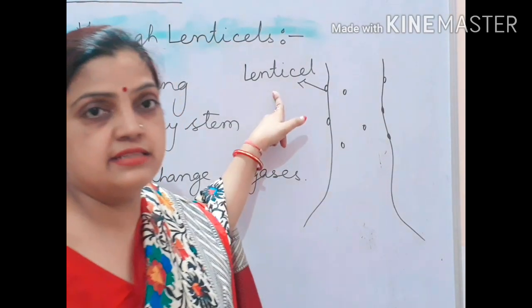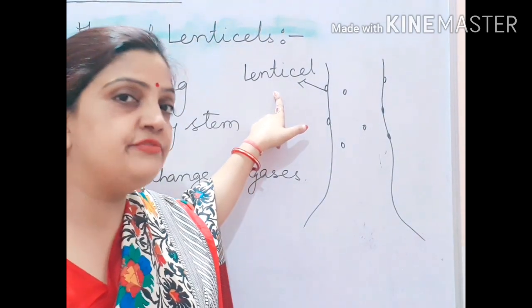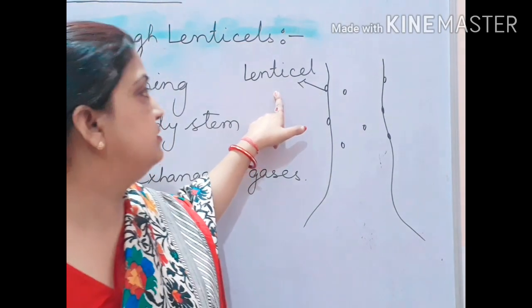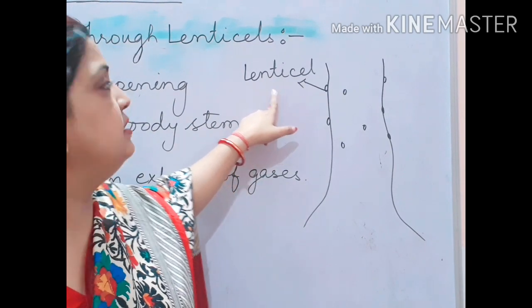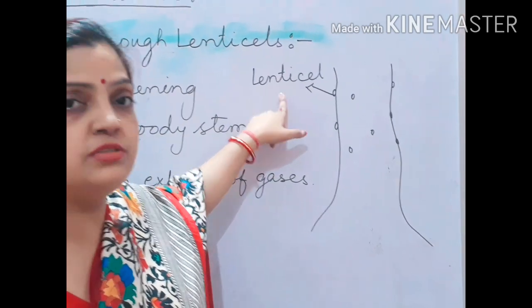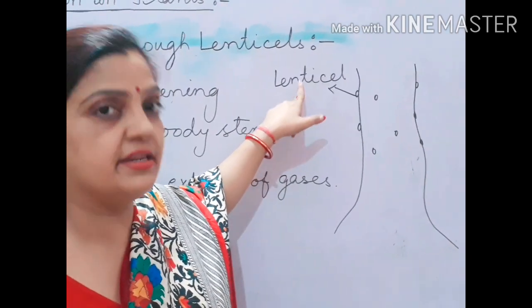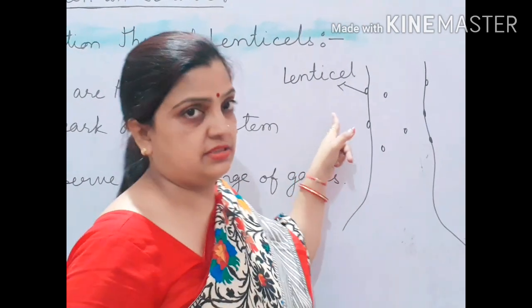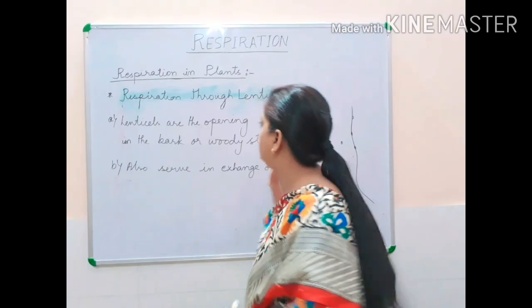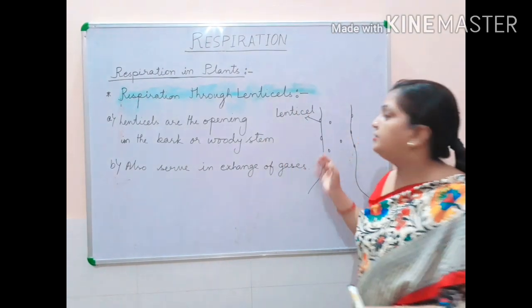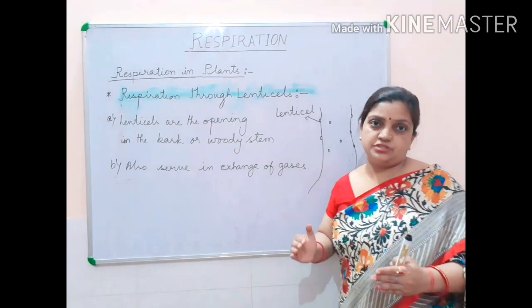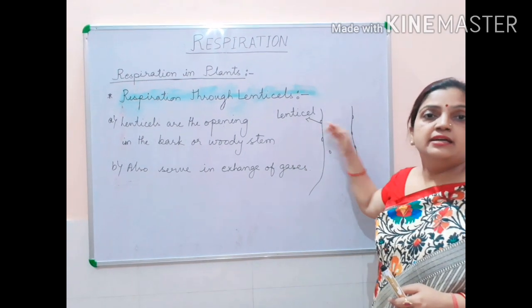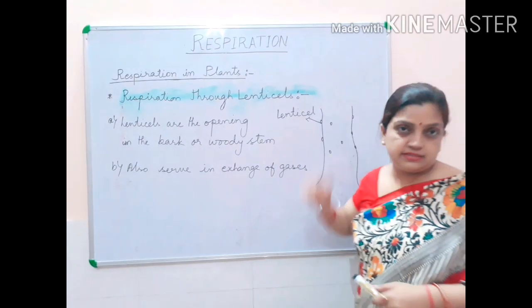These lenticels serve the same function which was done by stomata. Just like stomata, lenticels are also responsible for gaseous exchange. Here also, by the diffusion process, atmospheric oxygen enters through the lenticel into the internal part of the cells.